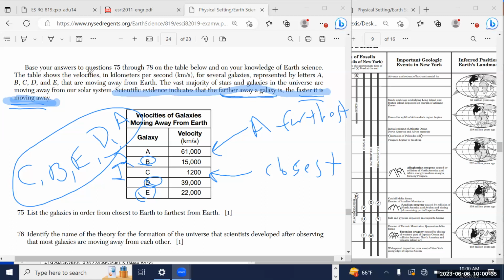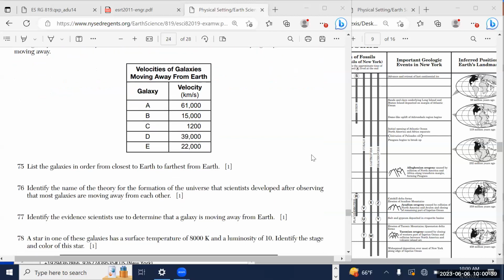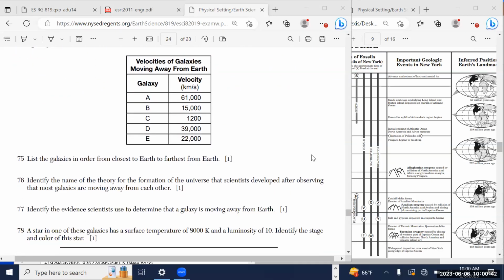Let's take a look at number 76. Identify the name of the theory for the formation of the universe that scientists developed after observing that most galaxies are moving away from each other. This is something that you should know, this theory of how scientists believe everything was created is none other than the Big Bang Theory. The Big Bang Theory. This is something that you should know. All right.